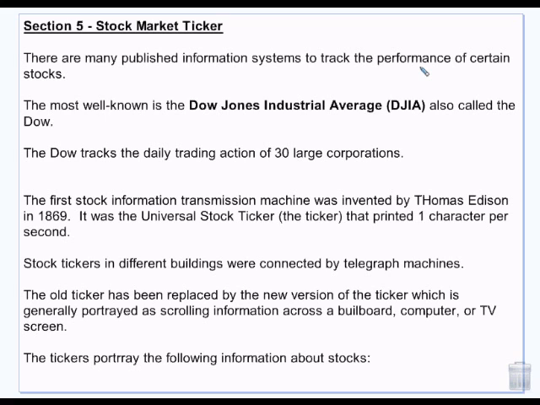They were connected through telegraph wires, and the reason it was called a ticker is because it would print 1 character per second, and it made a ticking sound as it goes. You know, it's like a typewriter, tick, tick, tick, tick. They still call it a ticker, but it's no longer a piece of paper getting typed on by a telegraph machine. It's now done over a computer.